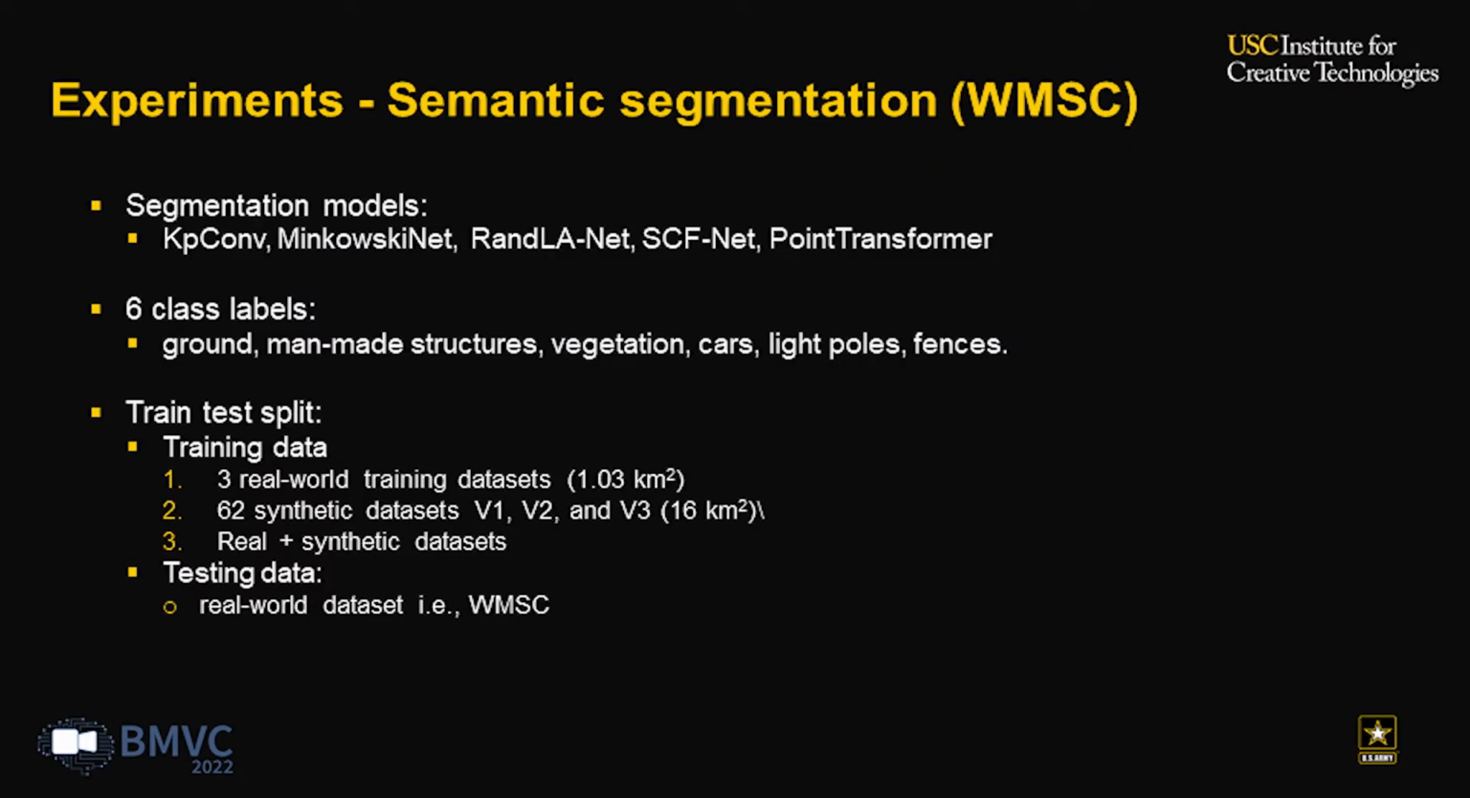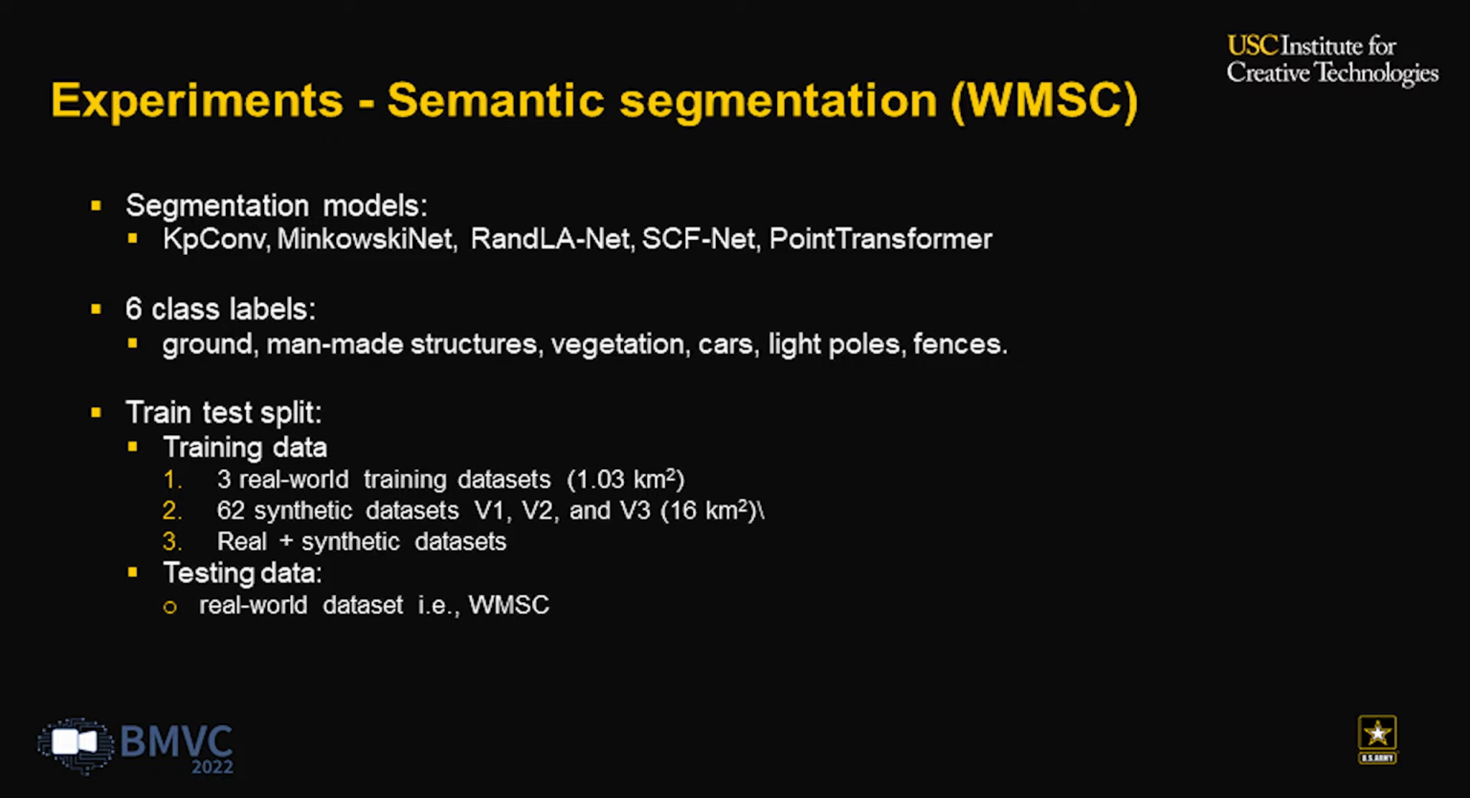To validate our synthetic datasets, we conducted experiments to compare the performance of the synthetic training data and the real-world training data. We used 5 different models for this comparison, including KPConv, MinkowskiNet, RandLA-Net, SCFNet, and Point Transformer. Since our real-world data only contains 6 class labels, we had to merge our synthetic semantic labels to match the real ones. We trained 3 models for each network.